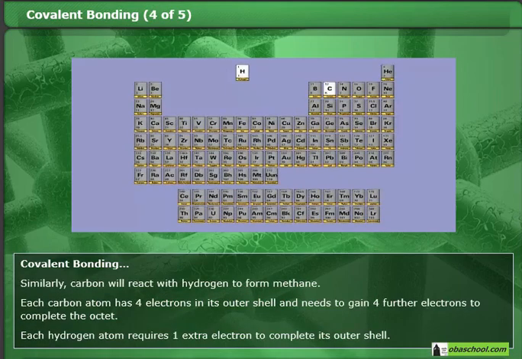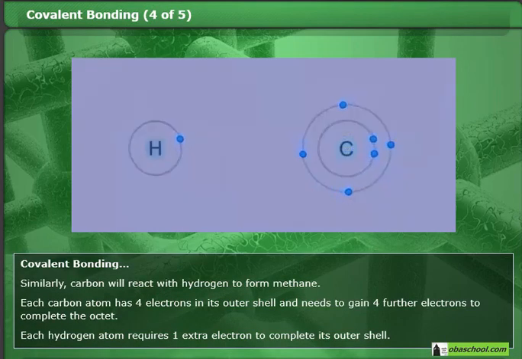Similarly, carbon will react with hydrogen to form methane. Each carbon atom has 4 electrons in its outer shell and needs to gain 4 further electrons to complete the octet. Each hydrogen atom requires 1 extra electron to complete its outer shell.